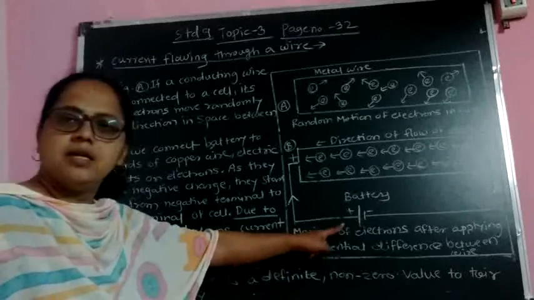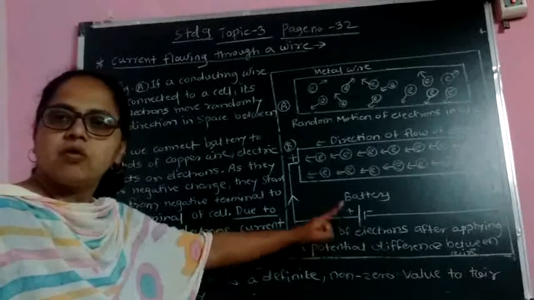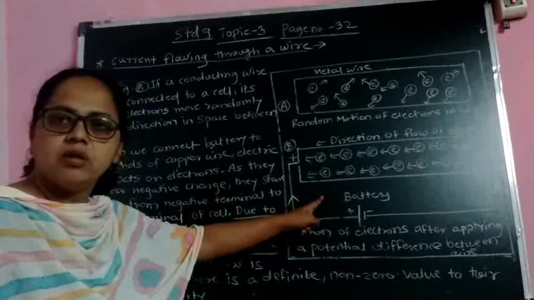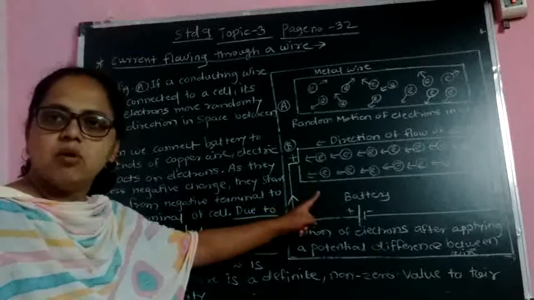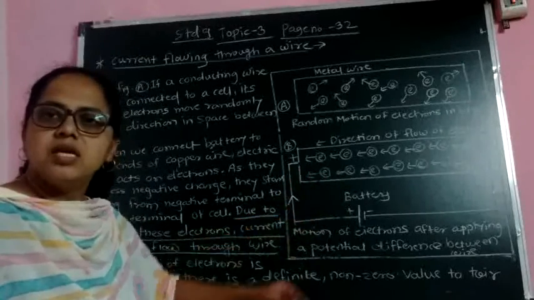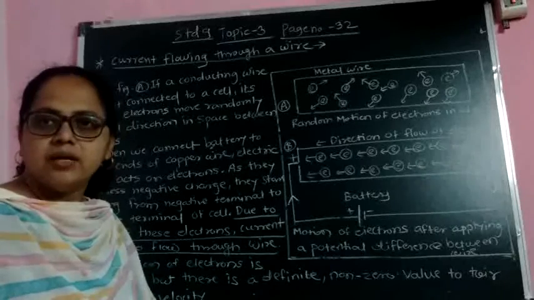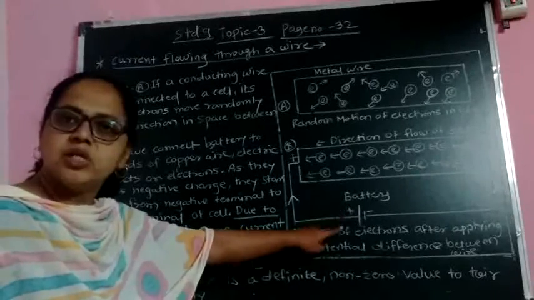When we apply the battery, we apply an electric force on the electrons, and due to that electric force, these free electrons move through the wire. This battery is nothing but a potential difference.